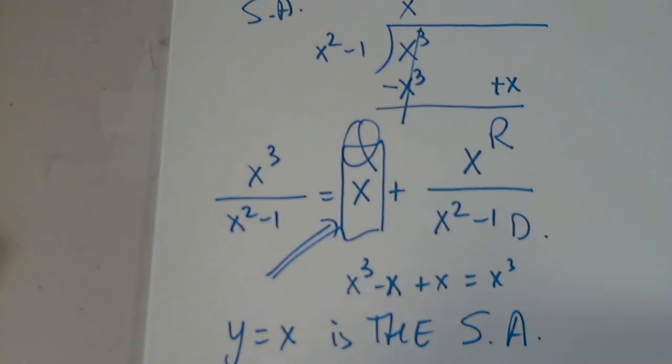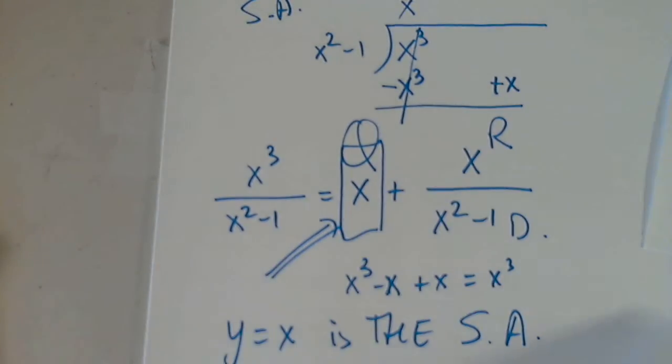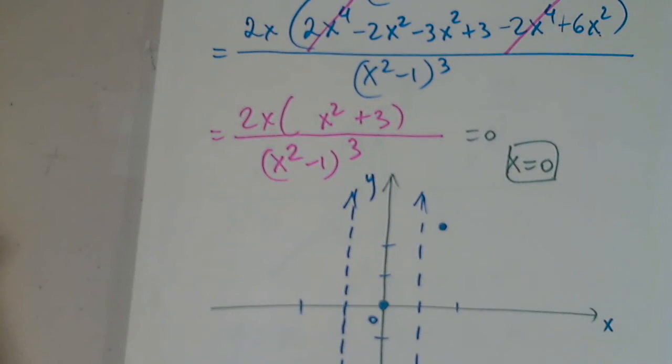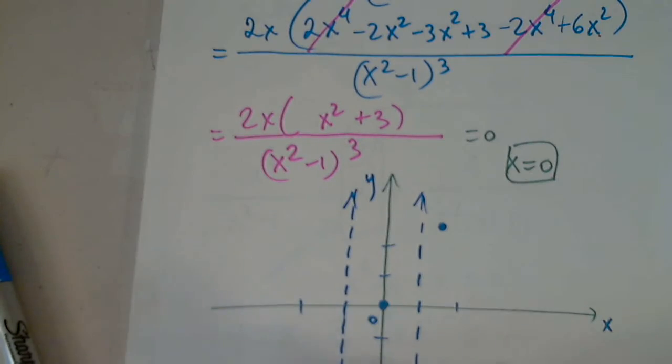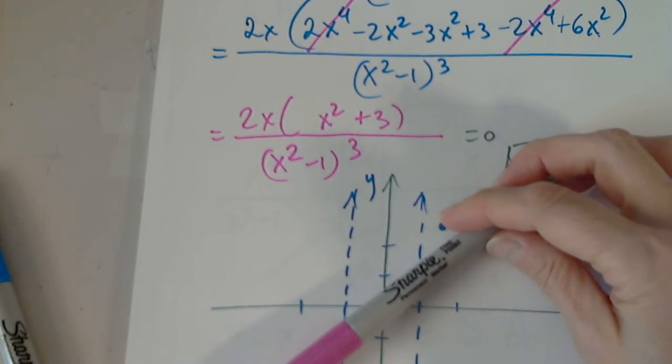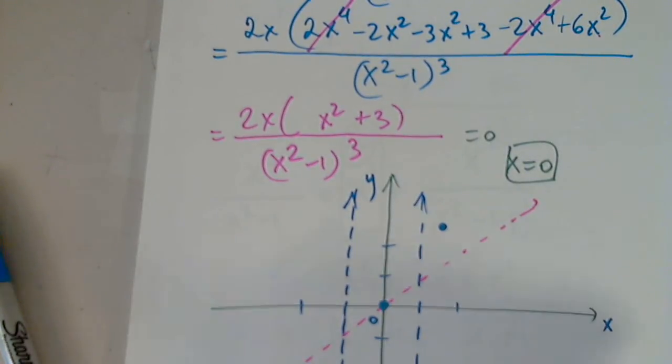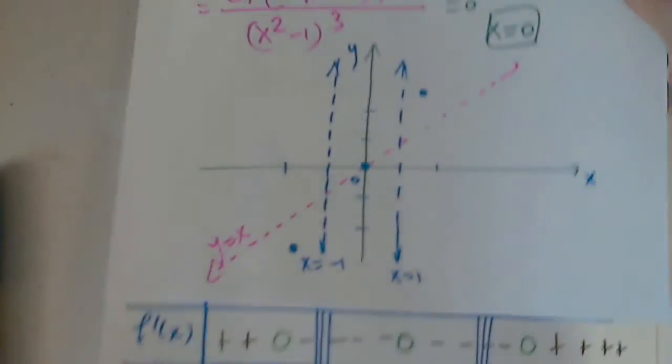I know how to graph this. This is the simplest possible linear function. It bisects the first and the third quadrants. So this is y equals x, the slant asymptote. So this function has two vertical asymptotes and a slant asymptote. Okay, finally, I'm ready to graph. How do I put these? Maybe like that. Okay.